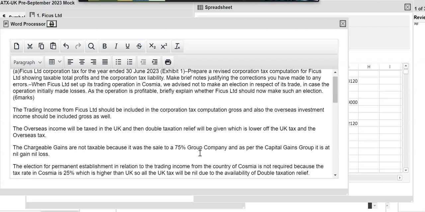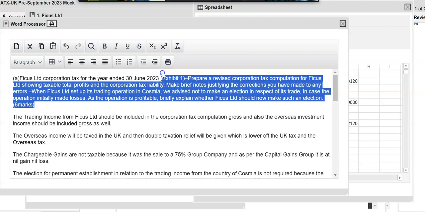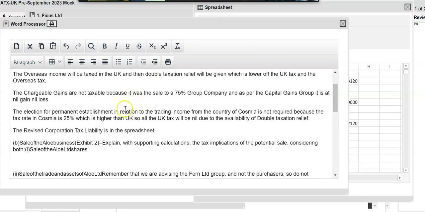So that's it. So this was a 6 marks part, right? So after this I will be deleting all this. There you go. So that's my requirement. I'm just going to copy, bold, and underline this, so the examiner knows that I have made briefing notes as well. So the revised corporation tax liability in this spreadsheet is done. So moving on, part B.